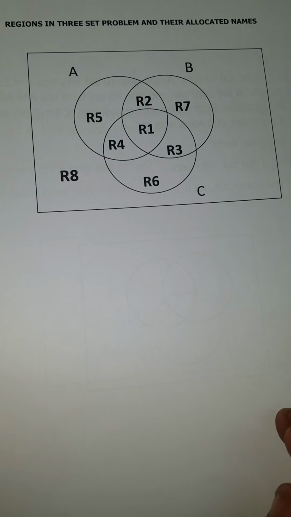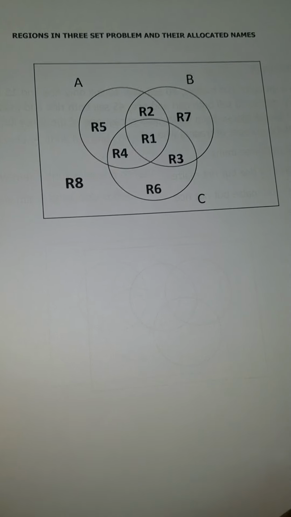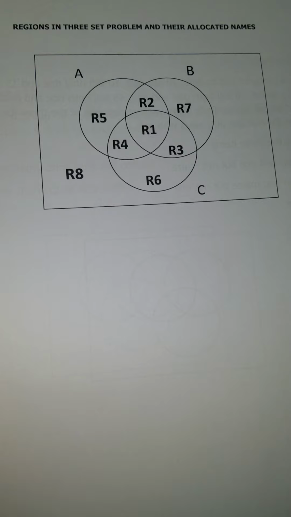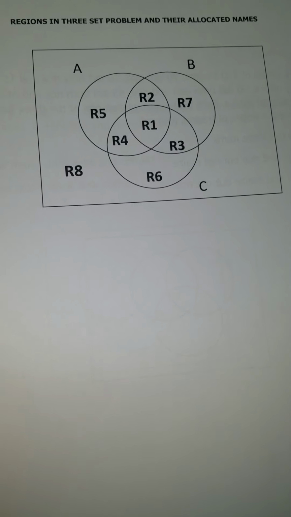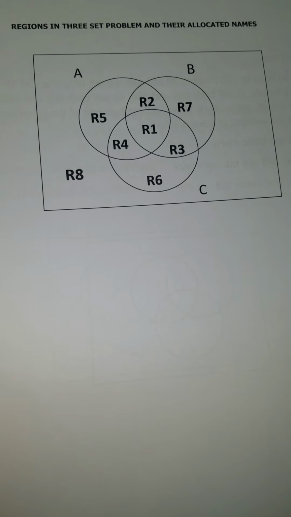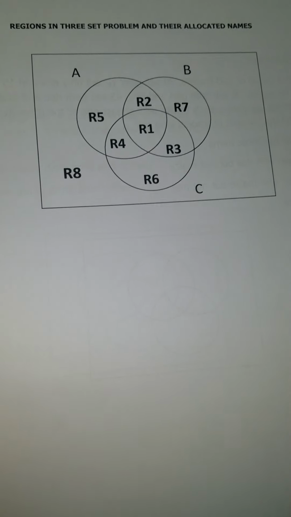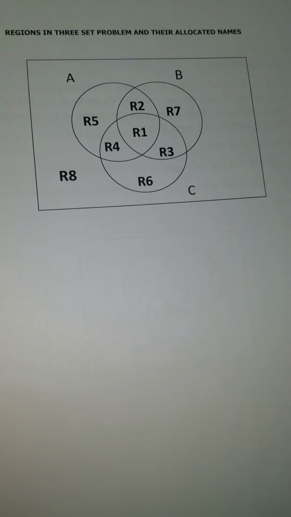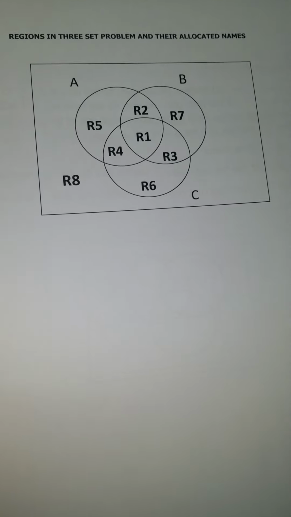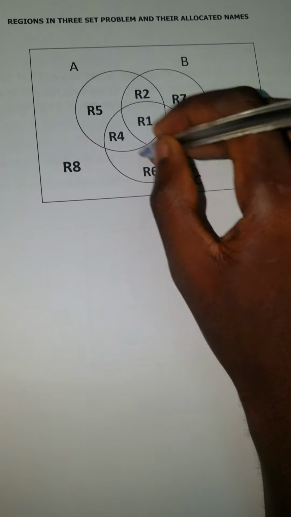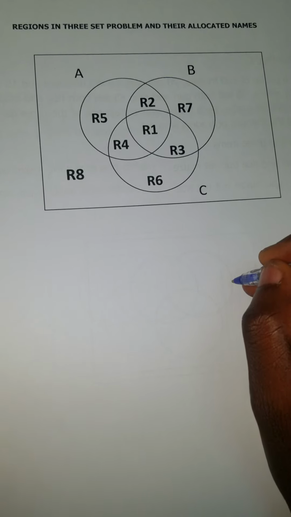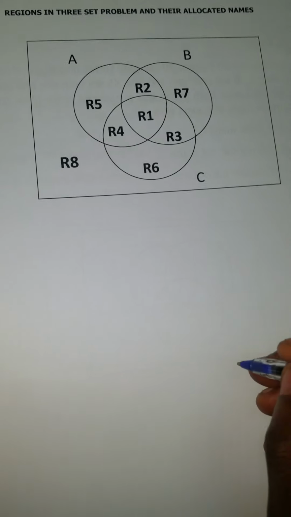So we are coming to look at those regions and their allocated names. When you say them, people know that this is the region you are talking about. I realize people would have understood this topic if they know the names of the regions, because anything they will ask about three set problem is talking about one of the regions in here.